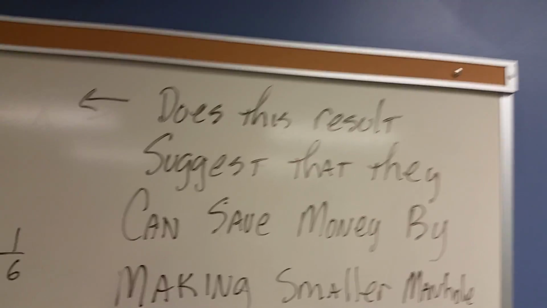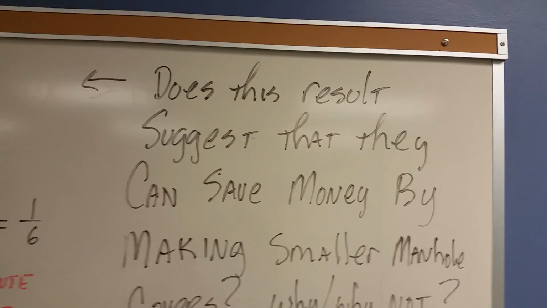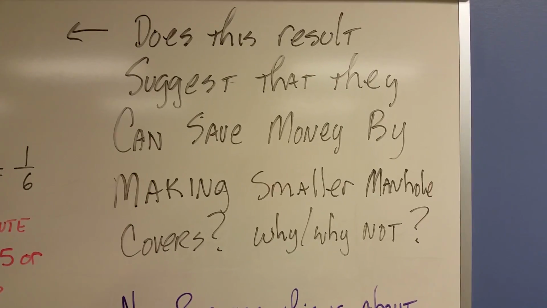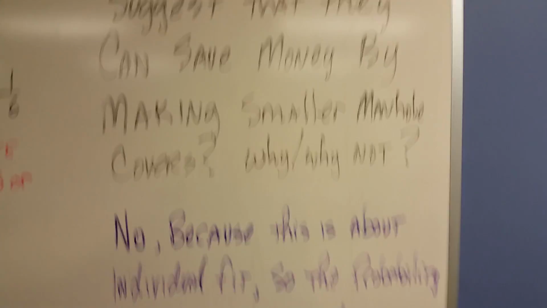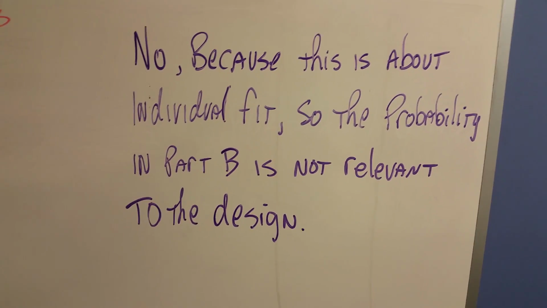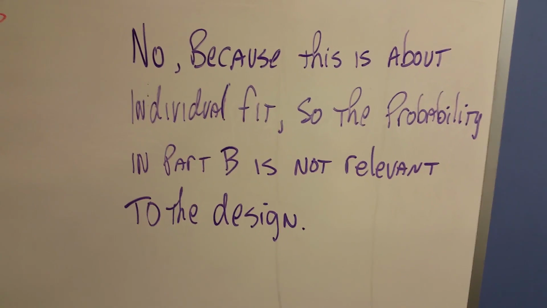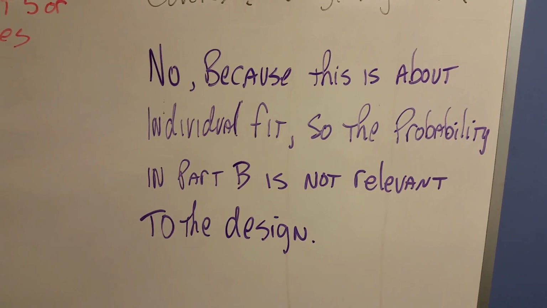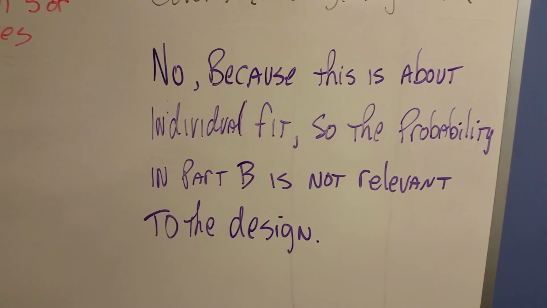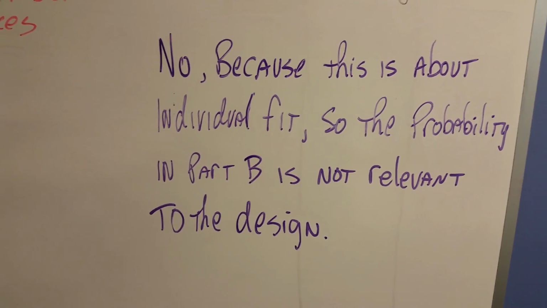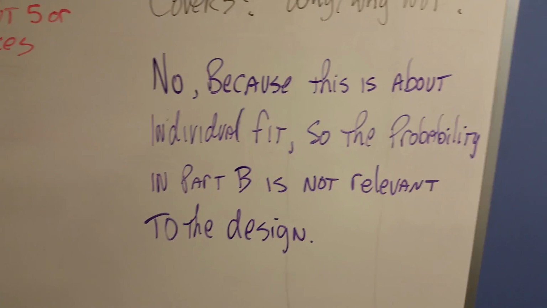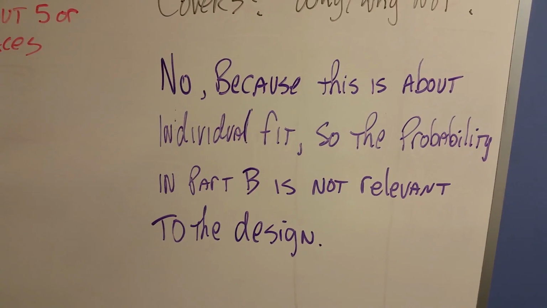And they ask us if the results from this Part B suggest that they can save money by making smaller manhole covers. And our answer to that is no, because manhole covers is about individual fit. So this probability that we just found in Part B is not relevant to the design of manhole covers, because we don't care about how people would fit through on average. We care about how an individual person fits through.